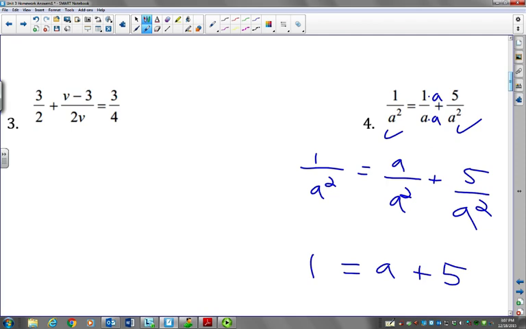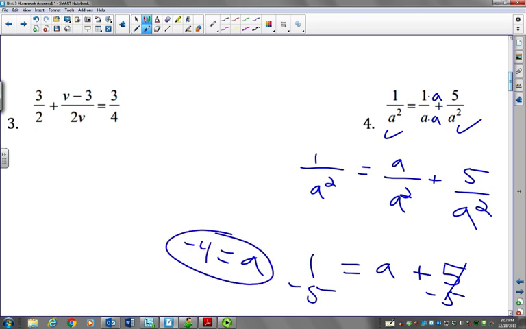How we solve the top is we move the 5 to the other side, and we get a equal to negative 4. Is that what you got? Yeah, so a equals negative 4. We should plug it back in and see if that works. I think it should, but we'll see. But the main thing now is to tell you why we can do that.